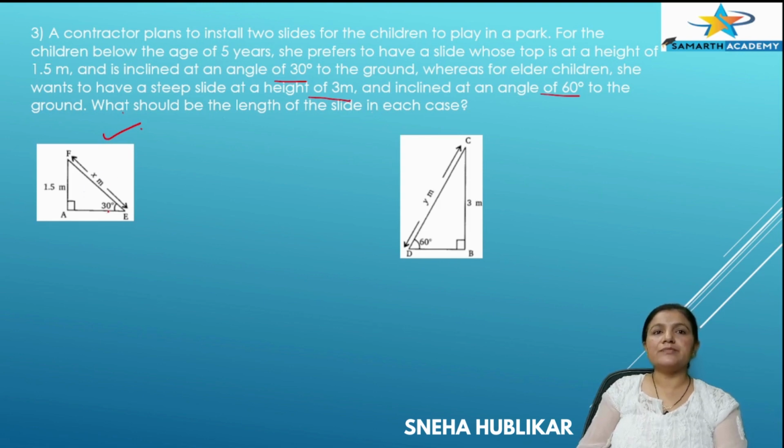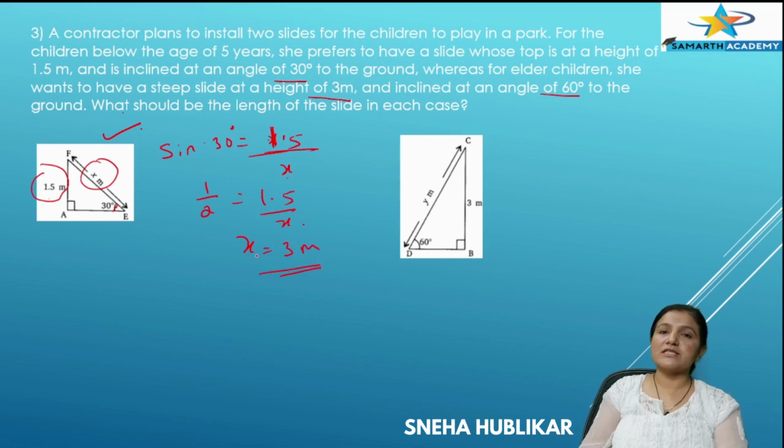So consider here, angle is 30 degree, opposite side is given, hypotenuse is asked. So what is that? That relates opposite and hypotenuse. Sine 30 degree is equal to 1.5 by x. Opposite by hypotenuse, sine 30 is 1 by 2 is equal to 1.5 by x. Cross multiply. Hence, x is equal to 3 meters. The slide for the smaller children is 3 meters.